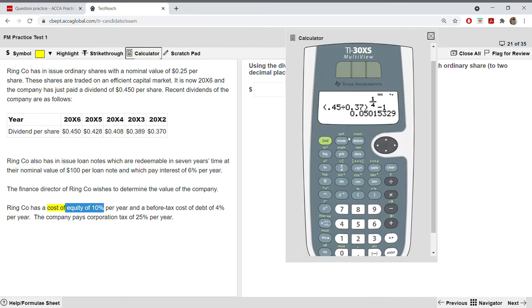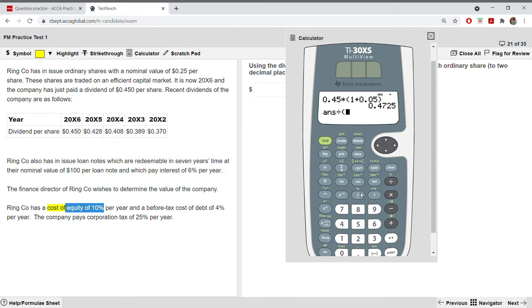Use a calculator again. Clear everything. Dividend into what? 1 plus the growth rate. So dividend is 0.45 into 1 plus the growth rate. Multiply by bracket 1 plus the growth rate. What was the growth rate? 5%. So 0.05. Close bracket. Now the whole thing you need to divide by what? Okay, I will do it separately, step by step. Okay, enter. This you need to divide by what?